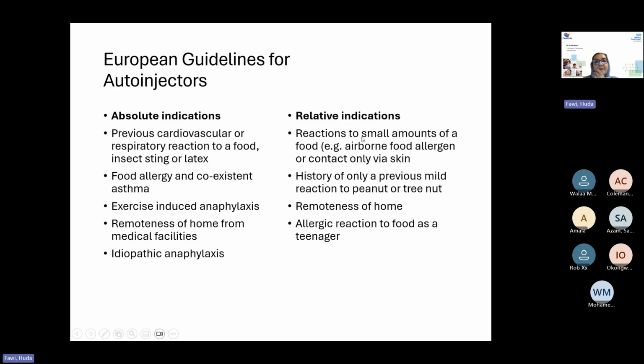Relative indications may be reactions to a small amount of food, airborne food, or contact via skin. A history of a previous mild reaction to peanut or tree nut, that's the most common one that we see here. Remoteness of home, and allergic reaction to food as a teenager. Teenagers are risk-taking, so it's important to see them and talk about allergy management and anaphylaxis management.